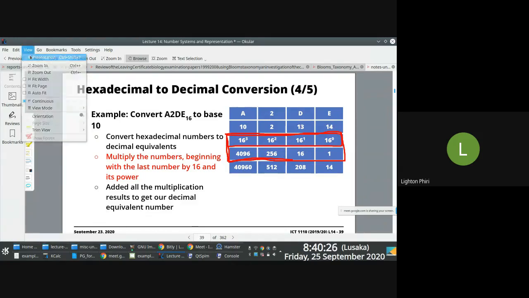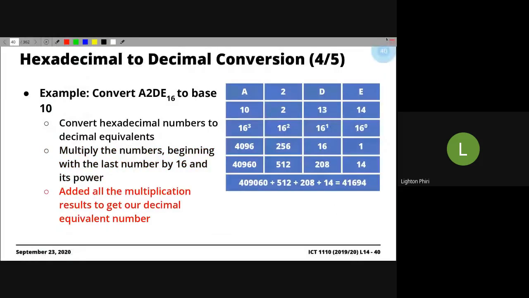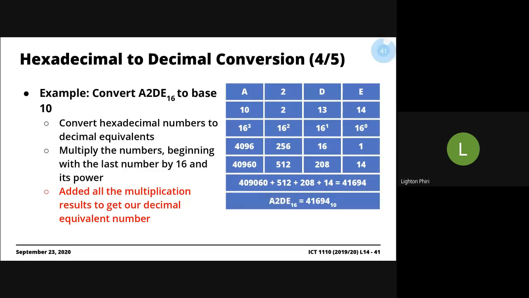We have another example. Maybe it will make sense if we go through another example. And then as a final step, you just add the result of you multiplying the decimal equivalents with their powers of 16 here, right? So you add these up, and then the number that you get here is your equivalent base 10 number. It's not that hard, just repeated multiplication, right? So what we're saying is A2DE base 16 is equal to 41,694, right, base 10.